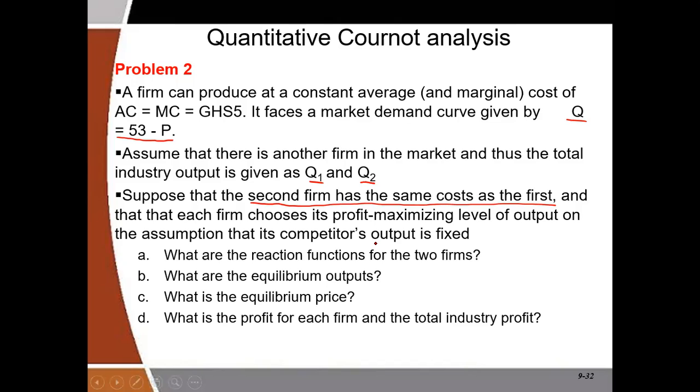All right, so sometimes the question may not really say using Cournot analysis, but a statement like this gives us a clue, because the statement says that each firm chooses its profit maximizing level of output on the assumption that its competitor's output is fixed. Now, A says, what are the reaction functions for the two firms? B says, what are the equilibrium outputs? C says, what is the equilibrium price? And D says, what is the profit for each firm, and then the total industry profit. So here we are going to use our formulas to get the answers.